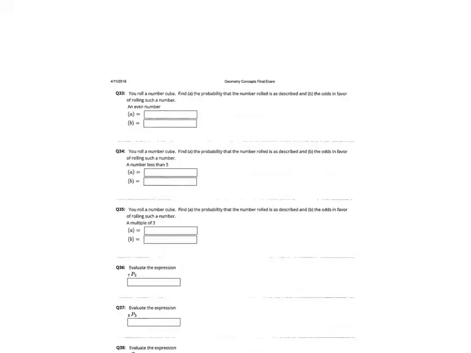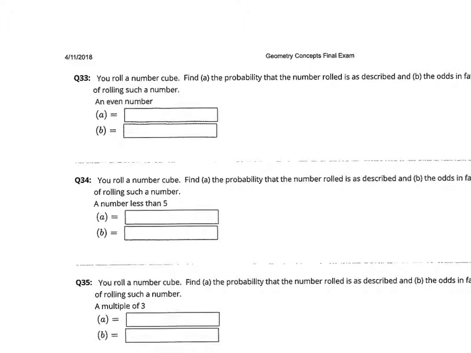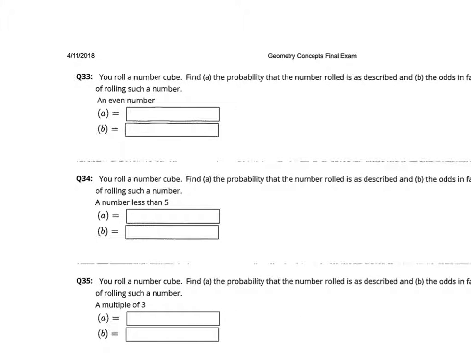Okay, moving on here. So what's the probability that we'd roll an even number on a die? So how many numbers are even out of 6? Make sure you reduce the fraction on number 33, okay, for A.